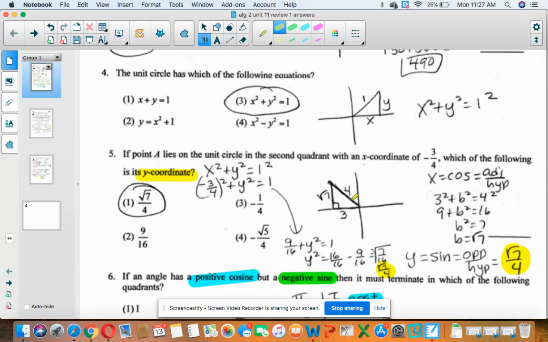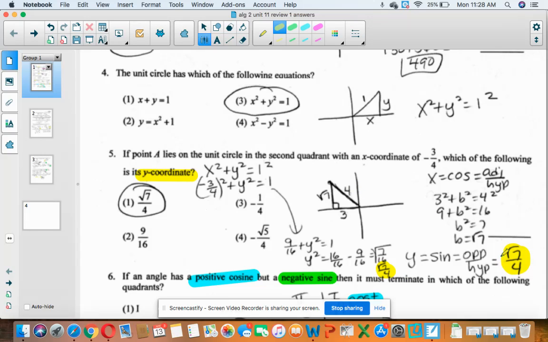So when I draw my right triangle in the second quadrant, I know to put the 3 here because that's adjacent. I know to put the 4 here because that's the hypotenuse, and I have to find this missing side, which when I do the Pythagorean theorem comes out to be radical 7, and I'm trying to find the y-coordinate. The y-coordinate is the sine, and sine is opposite over hypotenuse. Opposite is radical 7 over hypotenuse, which is 4.